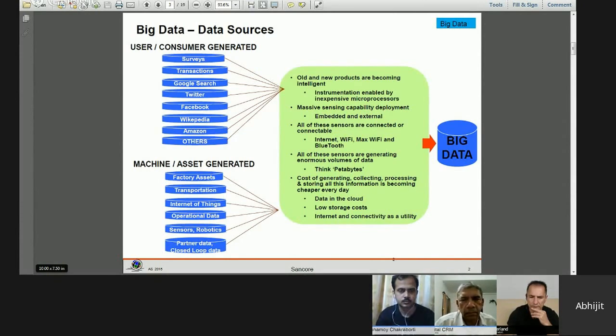And the cost of collecting, generating, processing, and storing all this information is becoming cheaper every day. So you have data in the cloud, low storage costs, internet and connectivity. Essentially, it is becoming a utility. And this results in huge volumes of data being generated, and that's what's happening right now in this entire space, with the result that there are many companies, organizations, etc., who can't even figure out at this stage what to do with all this volume of data.